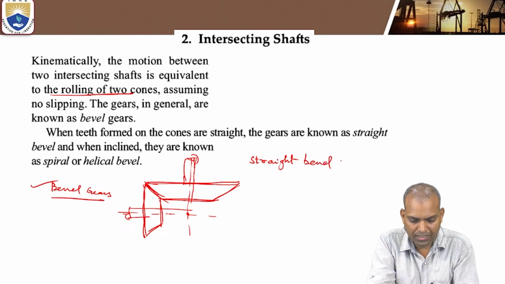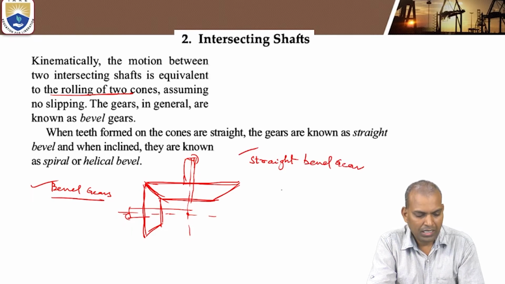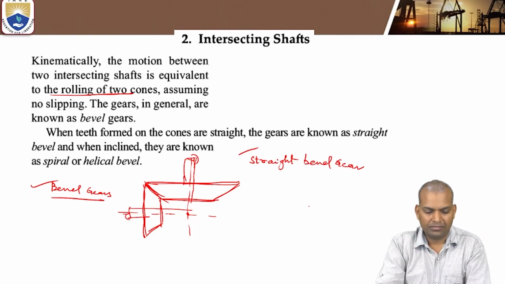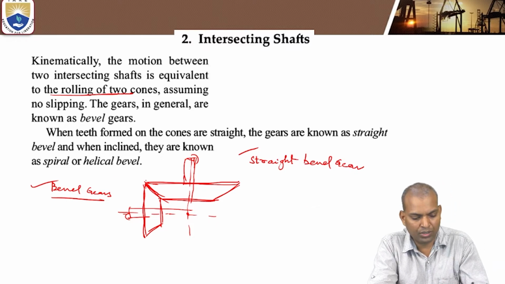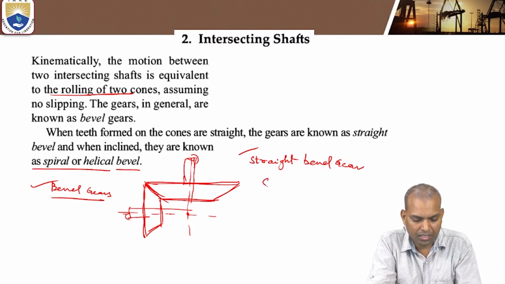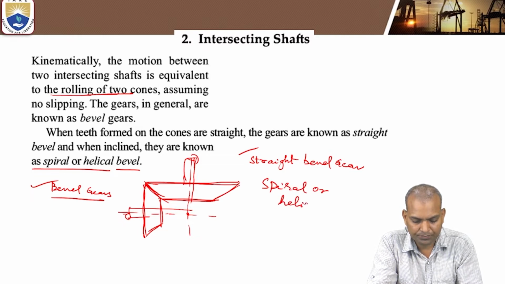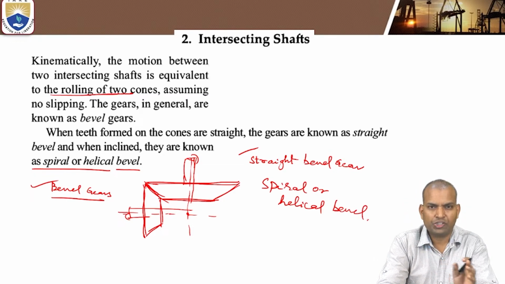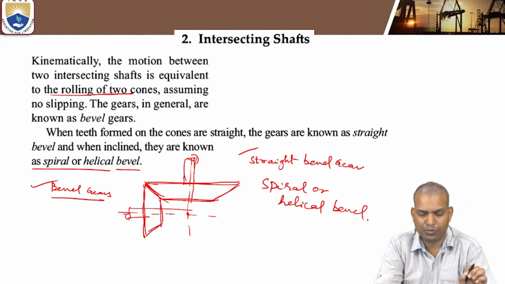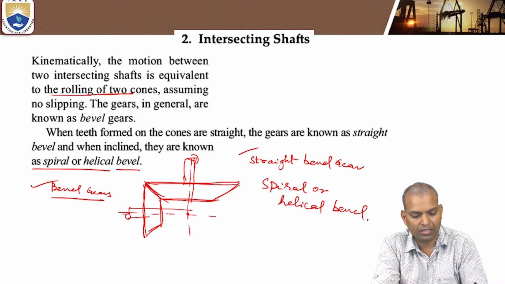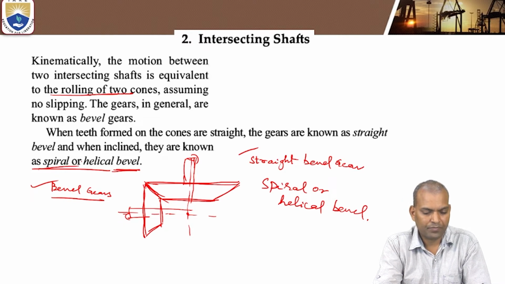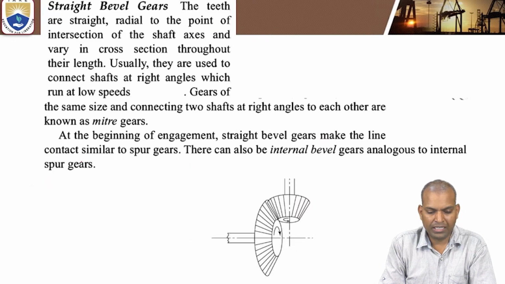Straight bevel gear. And when the teeth are inclined, they are known as spiral or helical bevels. If it is straight, it is a straight bevel, and if it has a spiral or inclined teeth, they are known as spiral or helical bevel gears. So that is the bevel gears.